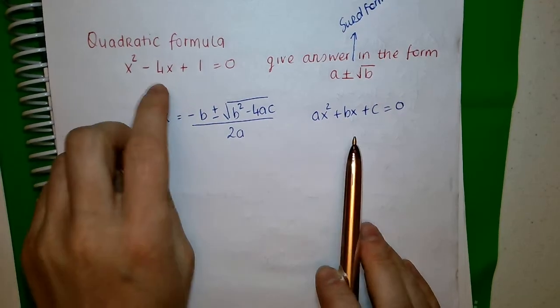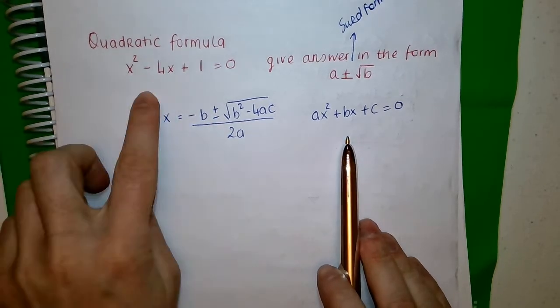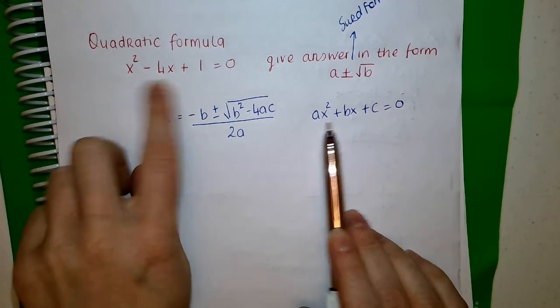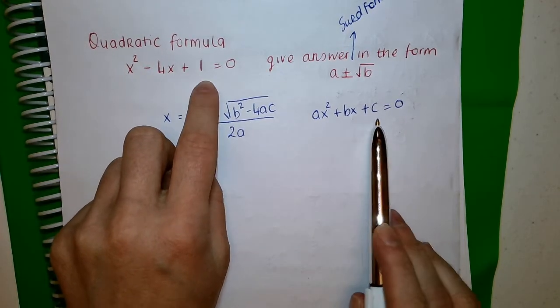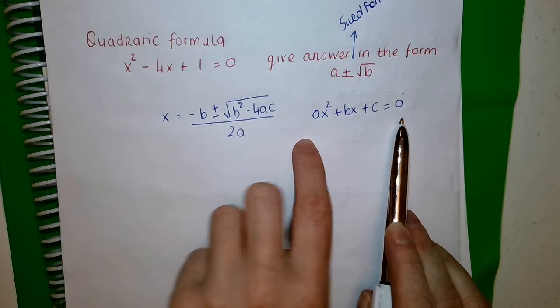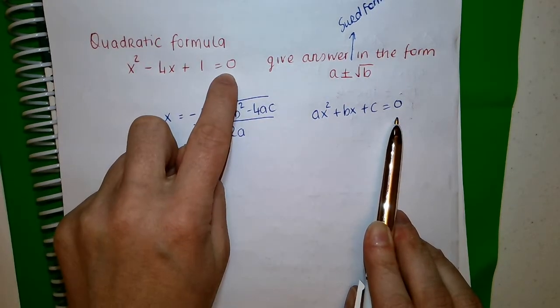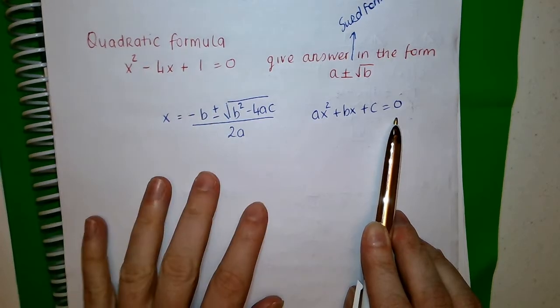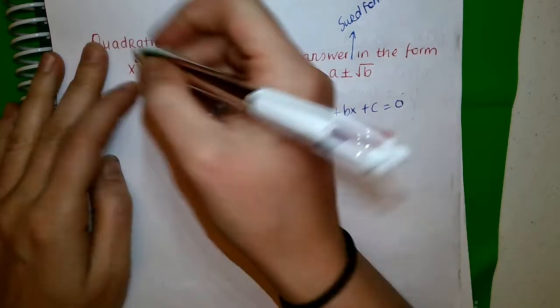If you compare this little equation here to our question, you will see that there's an x squared term, there's an x term, and there is a number or a constant, and it's equal to 0. So it's really important that before you start you make sure that the right hand side is equal to 0, which it is in this question. Now we're going to compare those two equations.